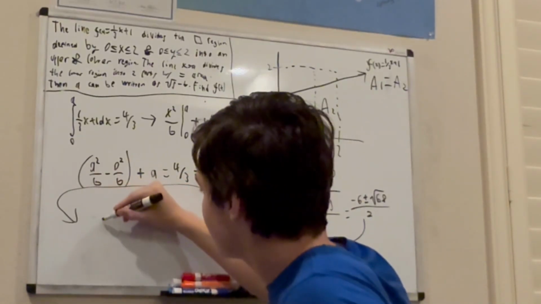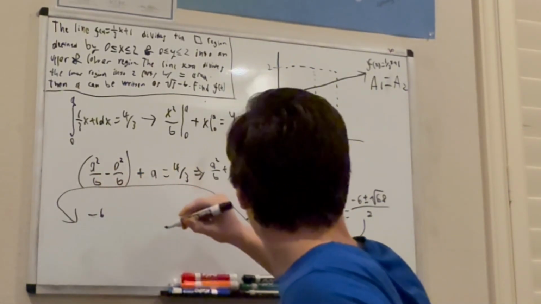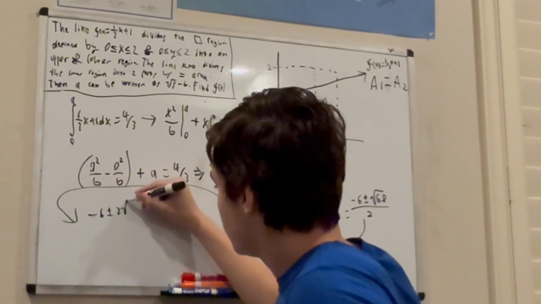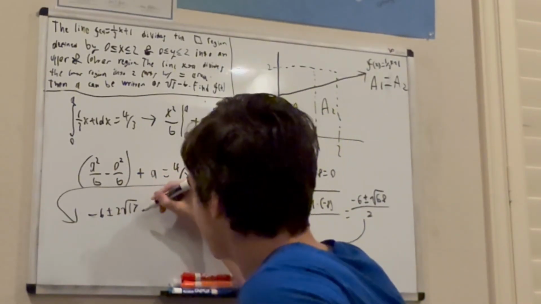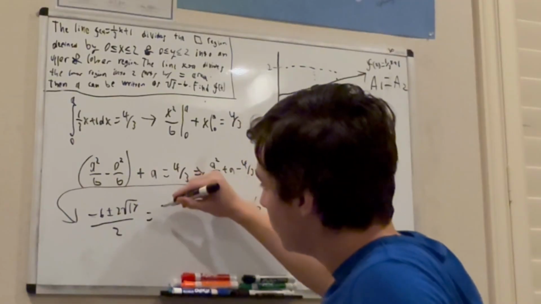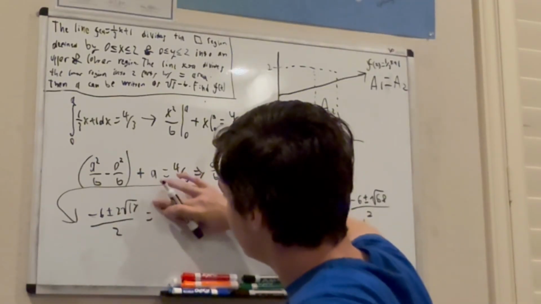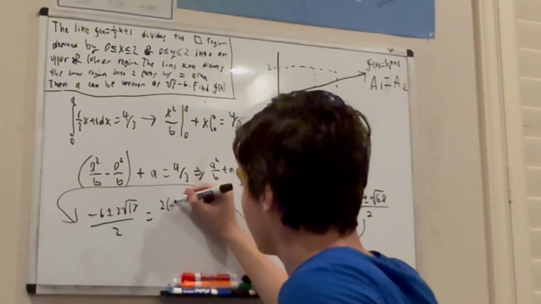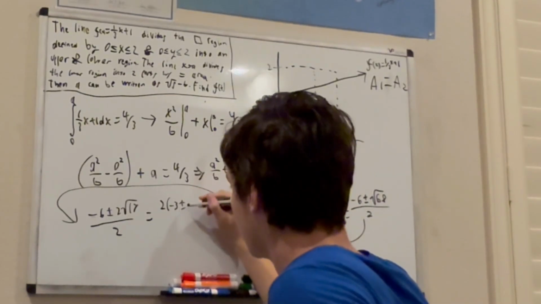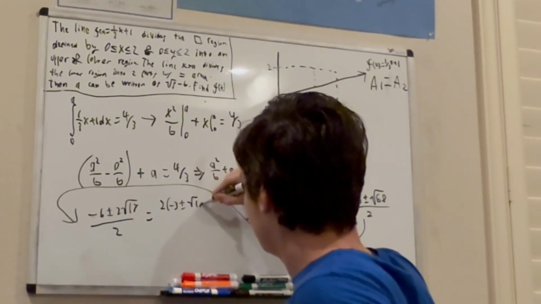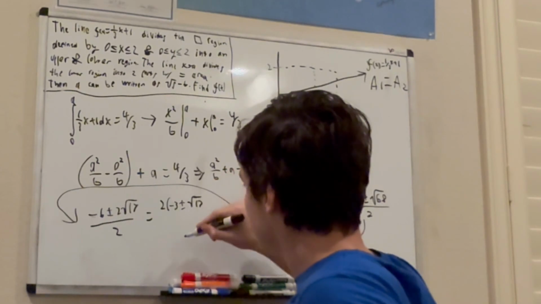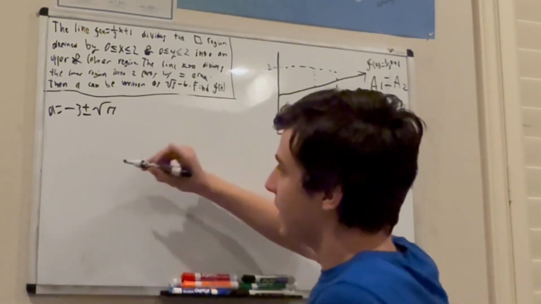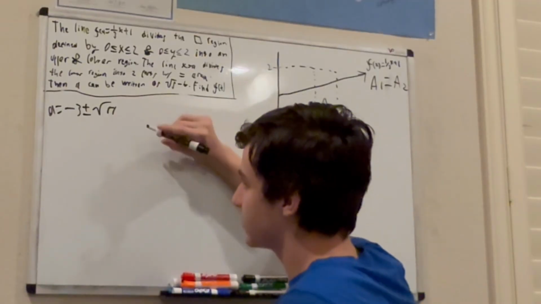Anyway, this is going to be the same thing as negative 6. And since it's 4 times 17, this is going to be the same thing as plus or minus 2 square root 17. We're dividing that by 2. And then we can actually factor the top. We'll do 2 times negative 3 plus or minus root 17 over 2. This cancels. Now we get that a equals negative 3 plus or minus square root 17.